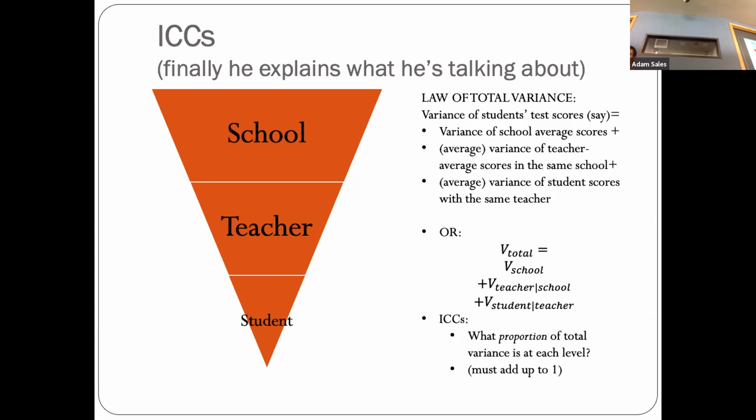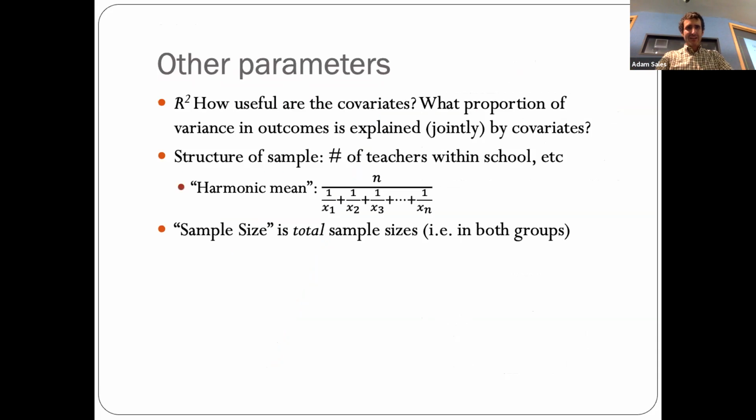Now, for a clustered design, the smaller these two ICCs are and the bigger this one is, the better you are. Because if students at two different schools are the same, then it doesn't really matter that you randomized at the school level or the student level. But if they're very different from each other, then that means that the school explains a lot of the variance, and then it really matters that you randomized at the school level and not the student level. But okay, anyway, we'll get to that maybe a little later.